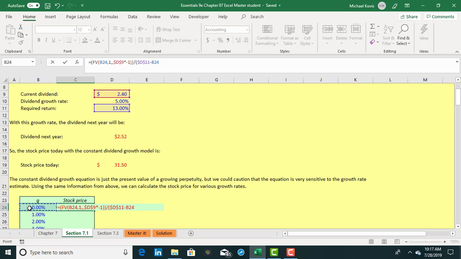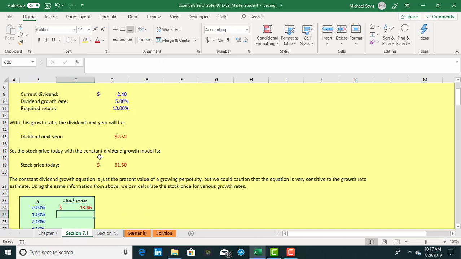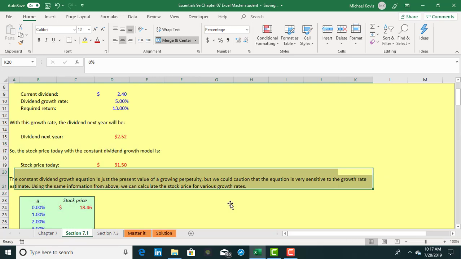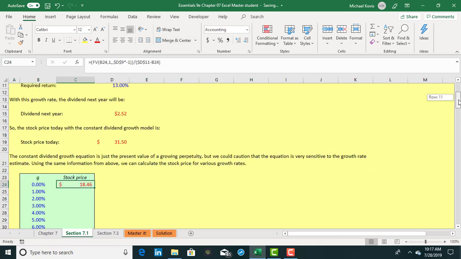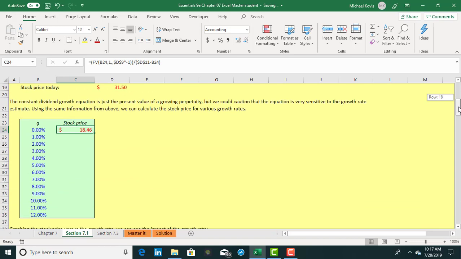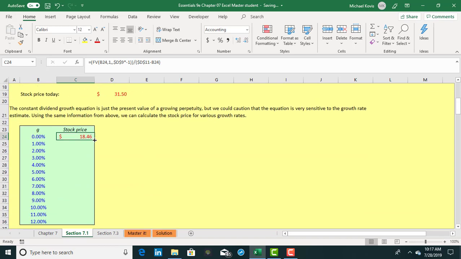So if we have a 12% growth rate, we're willing to pay more. So we change our growth rates, that is going to change the stock price. The more of a dividend we get, the more we're willing to pay.